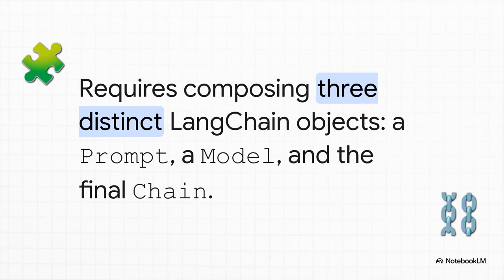Now compare that to the LangChain way. To do the exact same thing, you have to think inside its system. You have to create and compose 3 different LangChain objects, one for the prompt, one for the model, and then the final chain itself. Now, this compositional approach is really powerful, but it definitely adds more boilerplate and structural complexity.